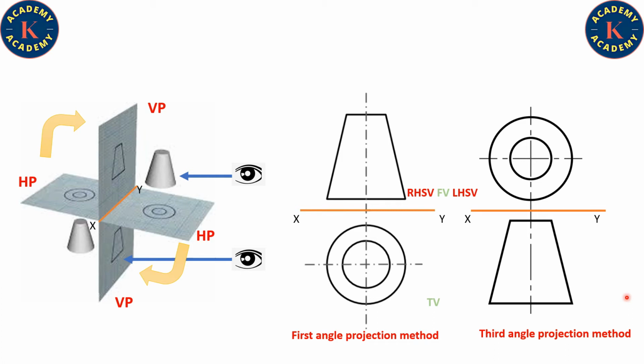For the left hand side view, in first angle projection method, it is drawn to the right hand side of the elevation and vice versa. For the third angle projection method, left hand side view is drawn to the left hand side of elevation and vice versa.